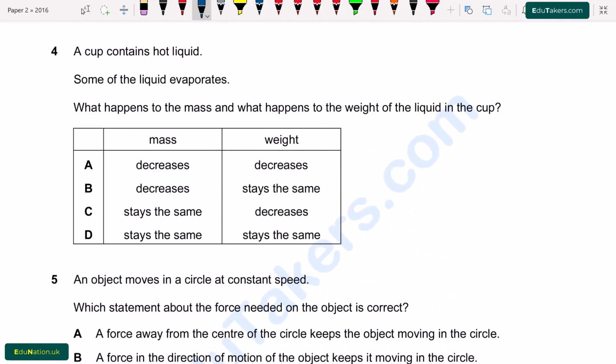Question number 4. A cup contains a hot liquid. Some of the liquid evaporates. What happens to the mass and what happens to the weight of the liquid in the cup? So first of all, here is a cup. Inside there is liquid. Some of the liquid evaporates. In the evaporation, the molecules of high energy escape from the surface. So when some of the liquid evaporates, the mass of the remaining liquid decreases. So mass decreases.